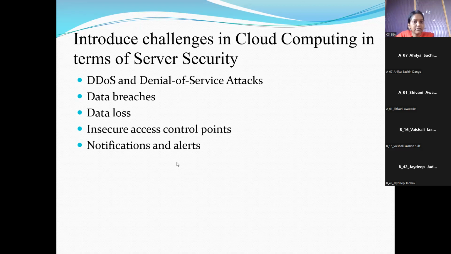So these are some of the challenges from the server security point of view.